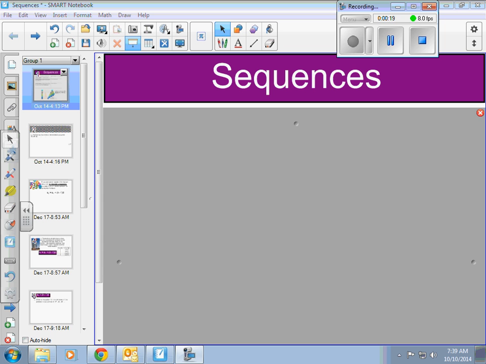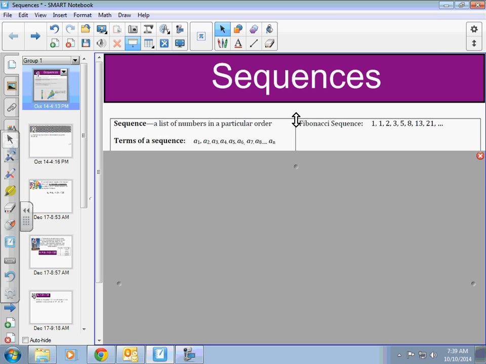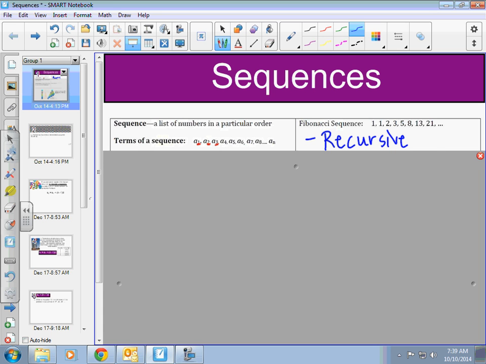So the first thing we need to talk about is what is a sequence. It's a list of numbers in a particular order. So the terms of a sequence, they usually say a sub 1. That 1 means it's the first term. This is the second term, third term. This is just the notation that they see. The Fibonacci is a special type of sequence. It is what we call a recursive sequence. And we're going to look at the Fibonacci a little bit more on the back side of your notes. So it's recursive and it's a famous sequence that we know.